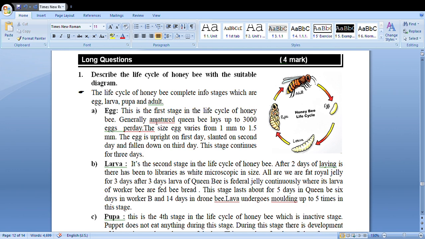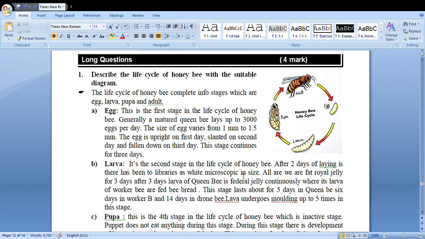Egg. This is the first stage in the life cycle of honeybee. Generally a mature queen bee lays up to 3000 eggs per day. The size of egg varies from 1 mm to 1.5 mm. The egg is upright on the first day, slanted on the second day, and fallen down on the third day. This stage continues for 3 days.